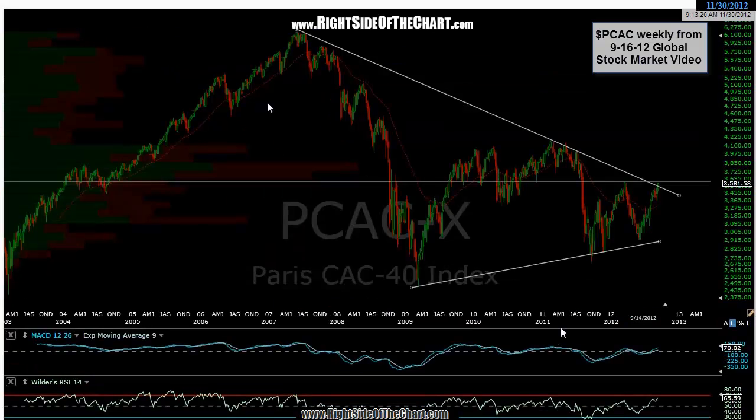And finally, the Paris CAC 40. This was the original chart from the video back on 9/16. At the time, I had pointed out that of all the European indices, this one had taken out just slightly the key downtrend lines. However, as I had mentioned, a very significant horizontal support level, a lot like the DAX and FTSE have just above, but the Paris CAC was already up against that level.